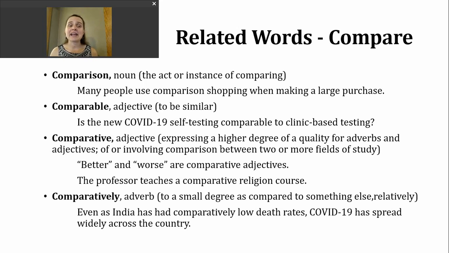A second way that we use this adjective when we're not teaching English or talking about English grammar is to mean of or involving comparison between two or more fields of study. Here's an example. The professor teaches a comparative religion course. So likely in this course that students will read and study more than a single religion.